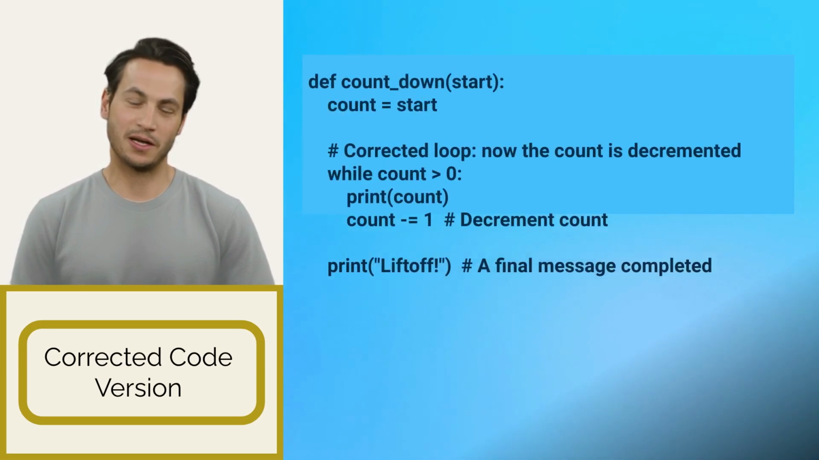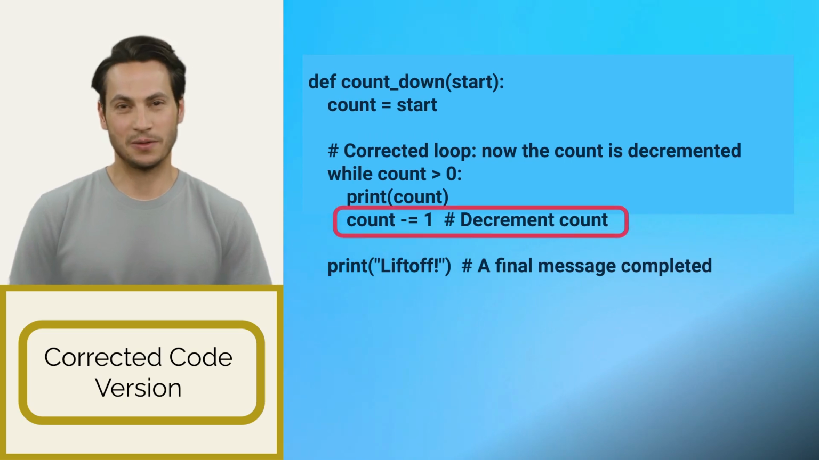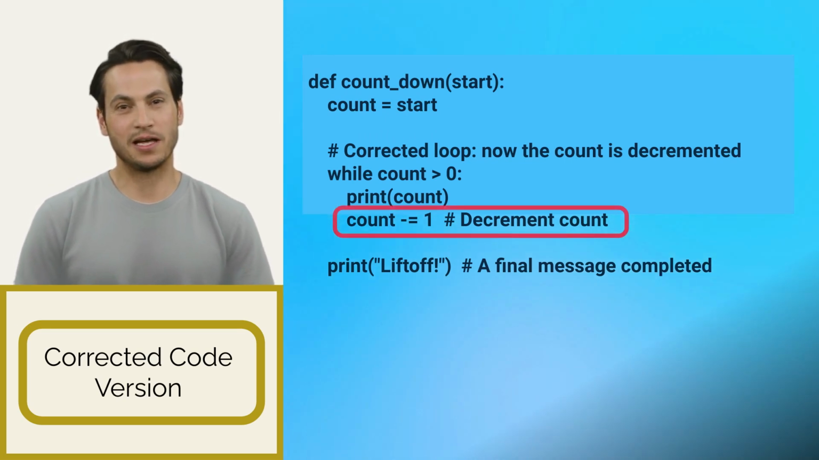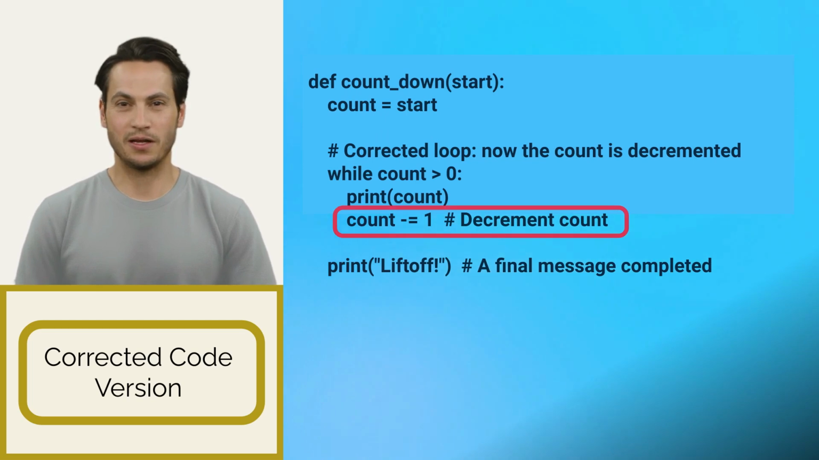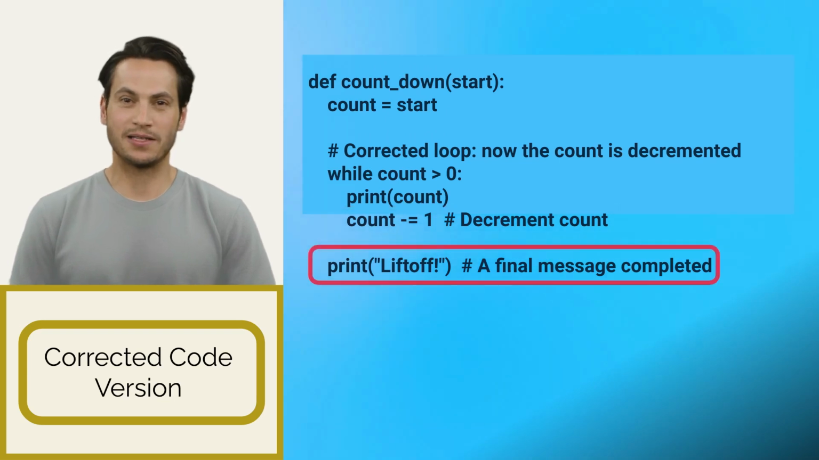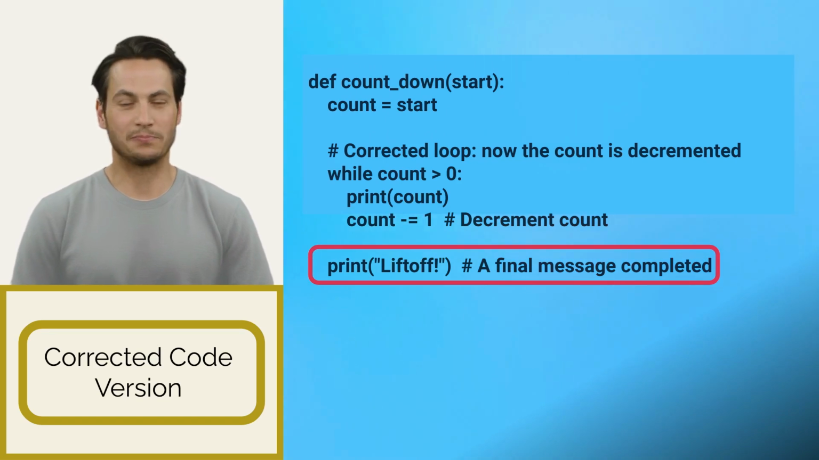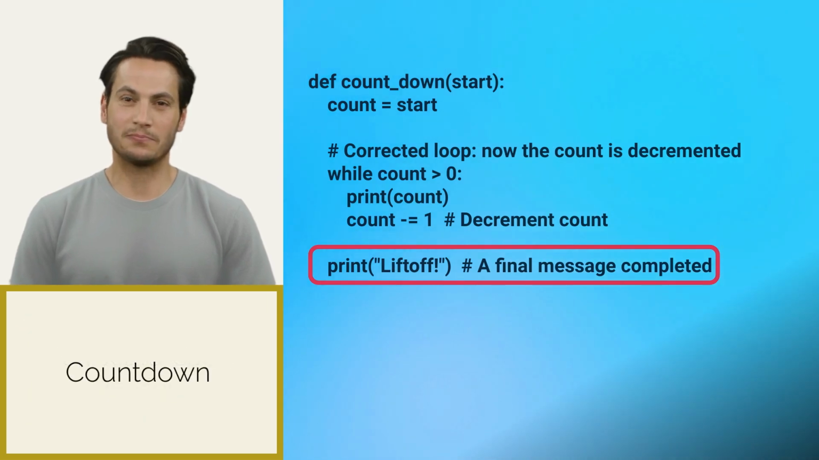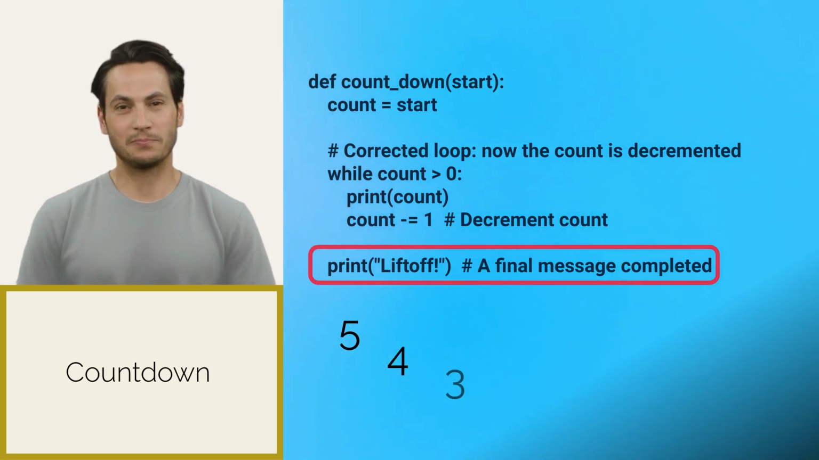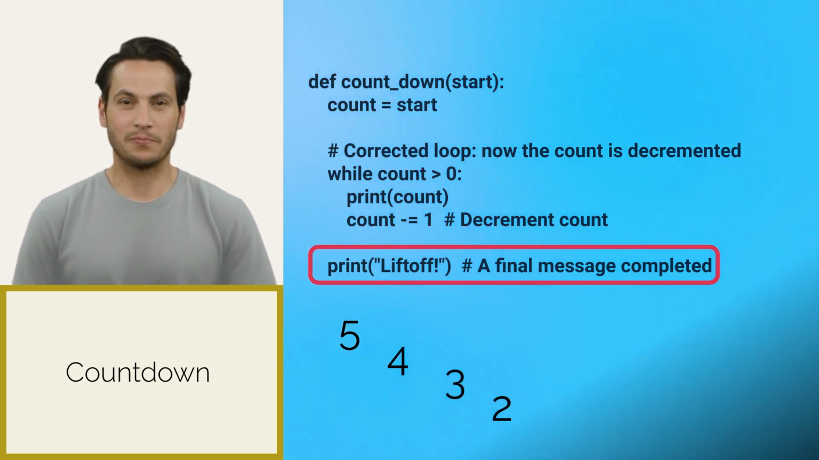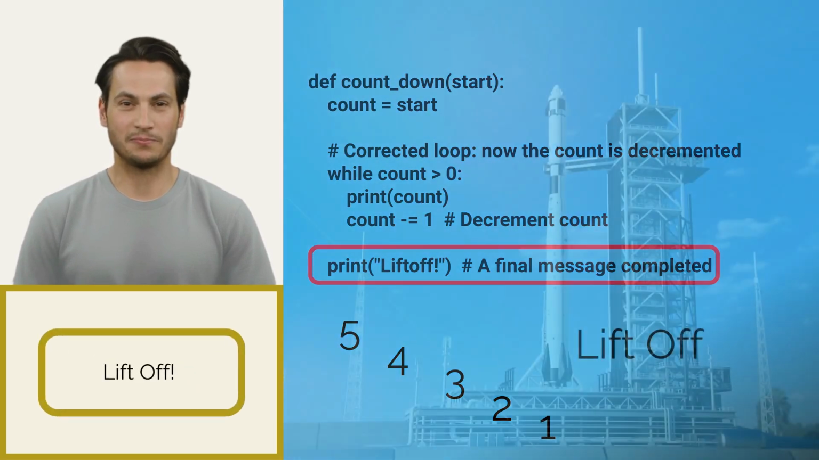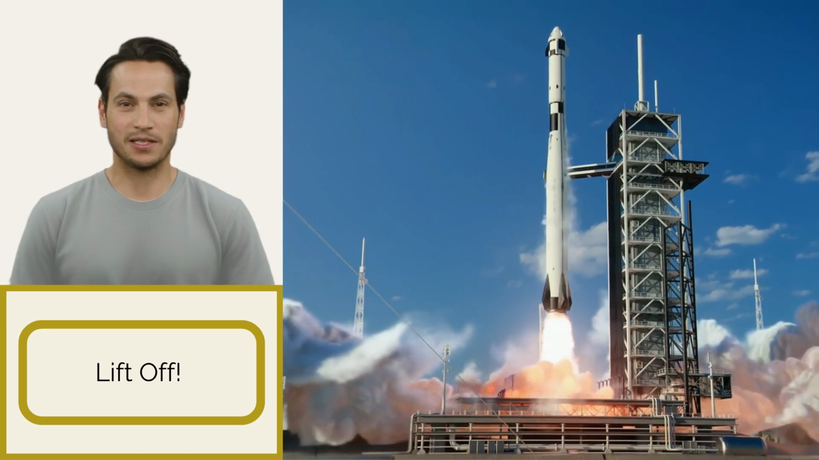The corrected version includes a count decrement statement inside the loop, which is highlighted. This ensures that the count decreases by 1 on each iteration, eventually reaching 0 and exiting the loop. Once the loop ends, the program prints liftoff to indicate that the countdown is complete. Let's see how the countdown looks now. 5, 4, 3, 2, 1. Liftoff. A successful test.